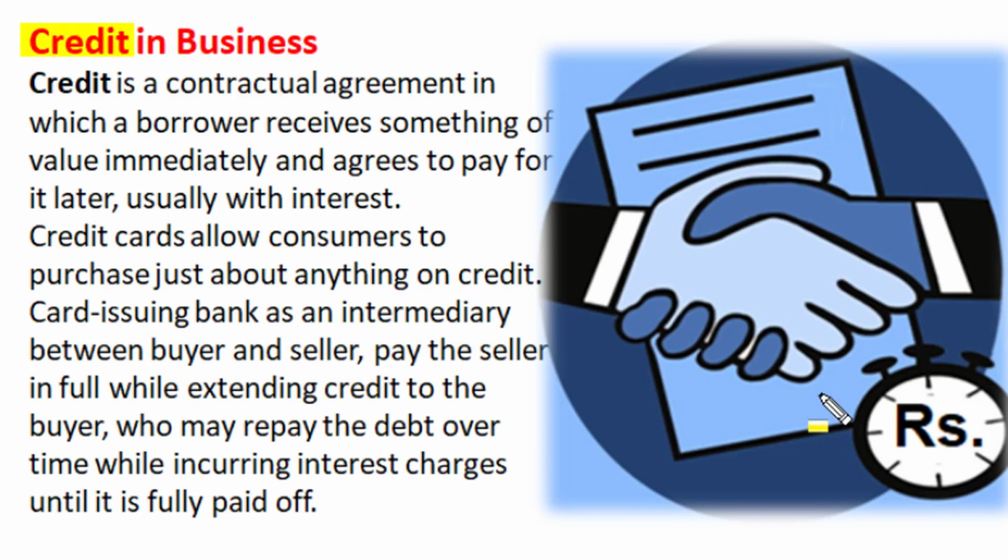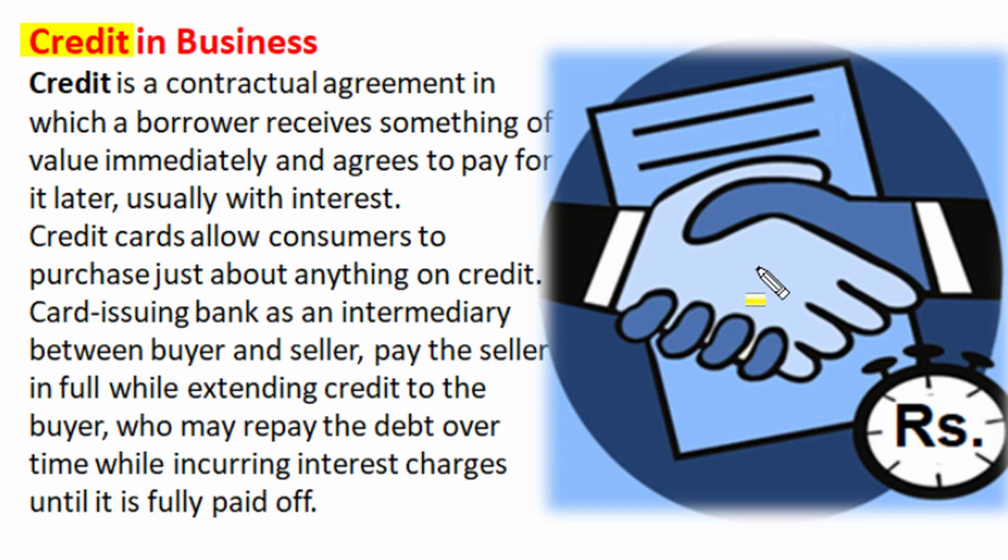What is credit in business? Credit is a contractual agreement in which a borrower receives something of value immediately and agrees to pay for it, sometimes with interest, later on. That understanding between two parties is credit in business. Credit allows a consumer to purchase just about any material or services on credit.